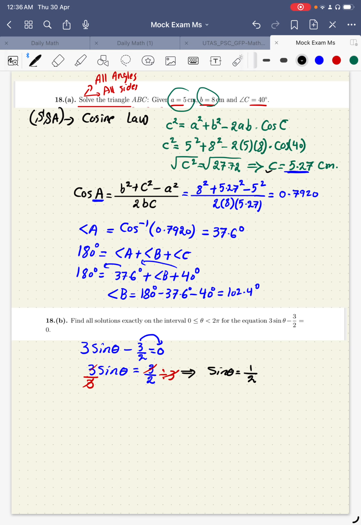So what I'm going to do here is observe: is 1/2 positive or negative? النص اللي هنا موجب ولا سالب? It is positive. So now sine is positive. When is sine positive? متى بيكون عندي sine موجب؟ In the first quadrant or in the second quadrant. So I need to get an angle here, and also an angle here. لازم أحصل زاويتين، زاوية في الربع الأول وزاوية في الربع الثاني.